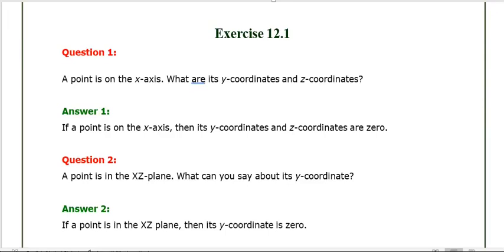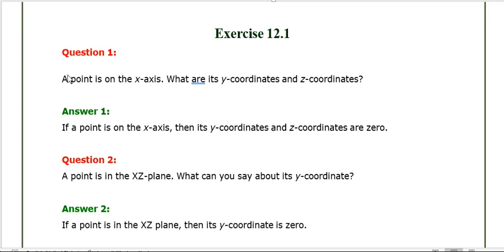We are starting coordinate geometry. That is chapter number 12. Now this chapter is very important for you because next year there are two chapters based on this chapter number 12, and luckily this chapter is very easy to understand. So let us start this chapter.